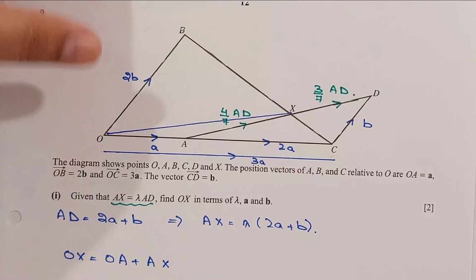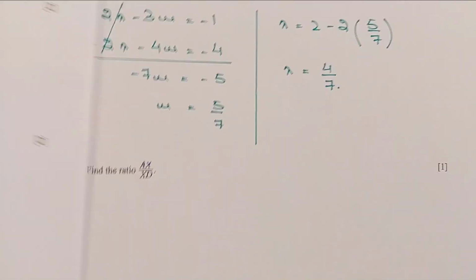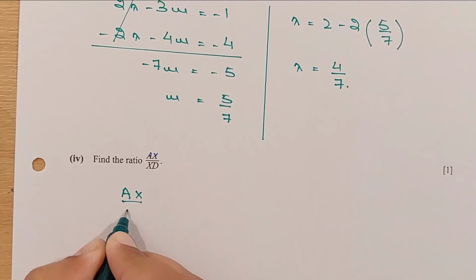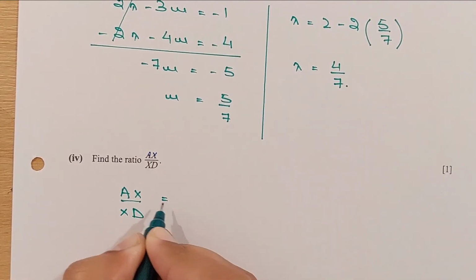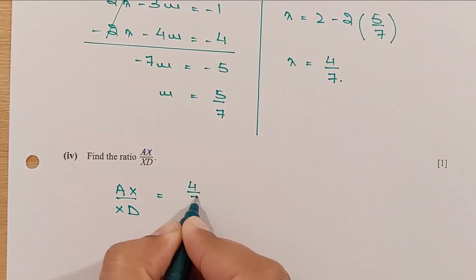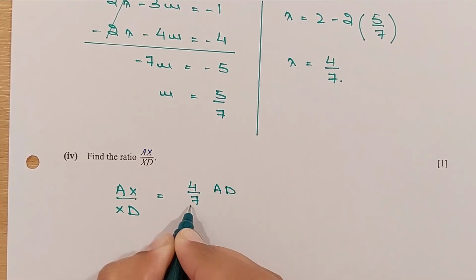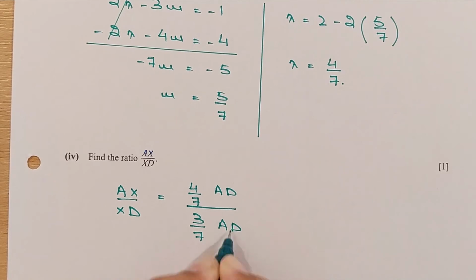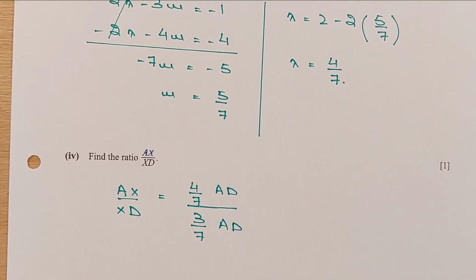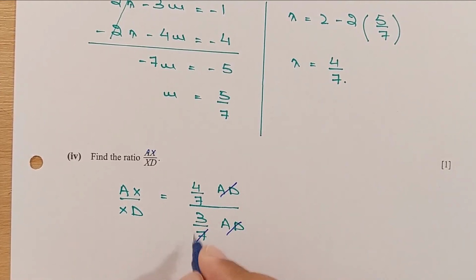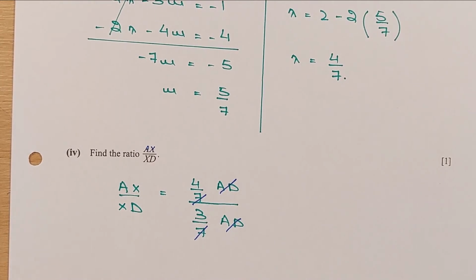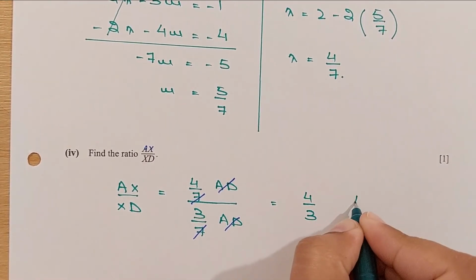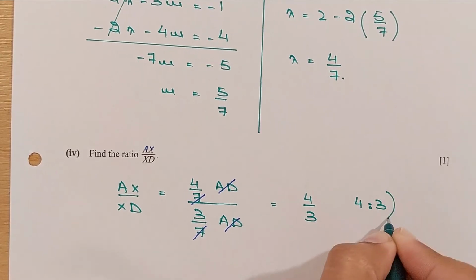Now let me find the ratio of AX and XD, right? So AX to XD, AX is 4 by 7 of AD, and XD is 3 by 7 of AD, right? Now we can cancel AD and 7, so we have 4 by 3, or we can say that 4:3 is the answer.